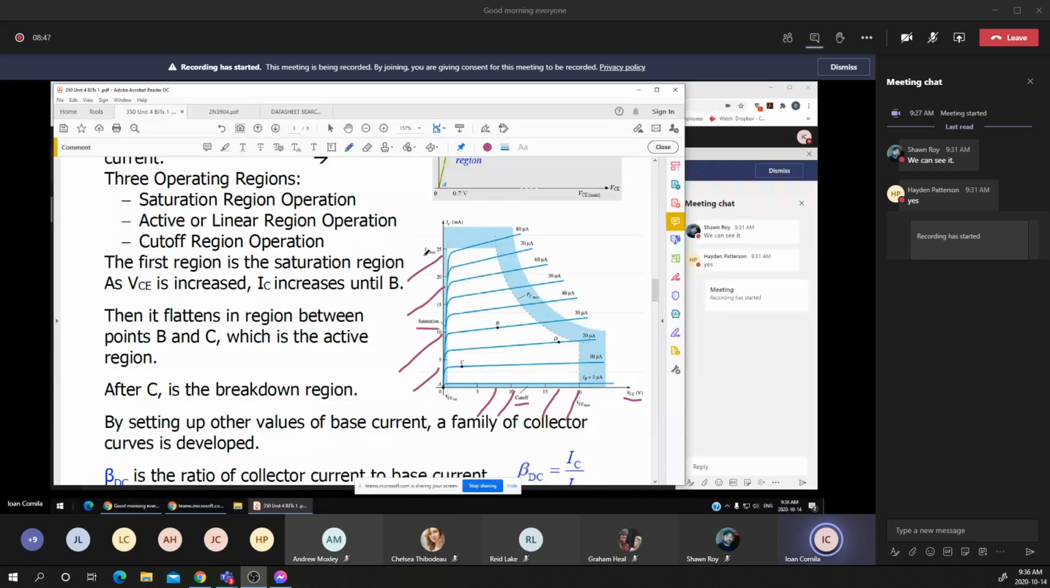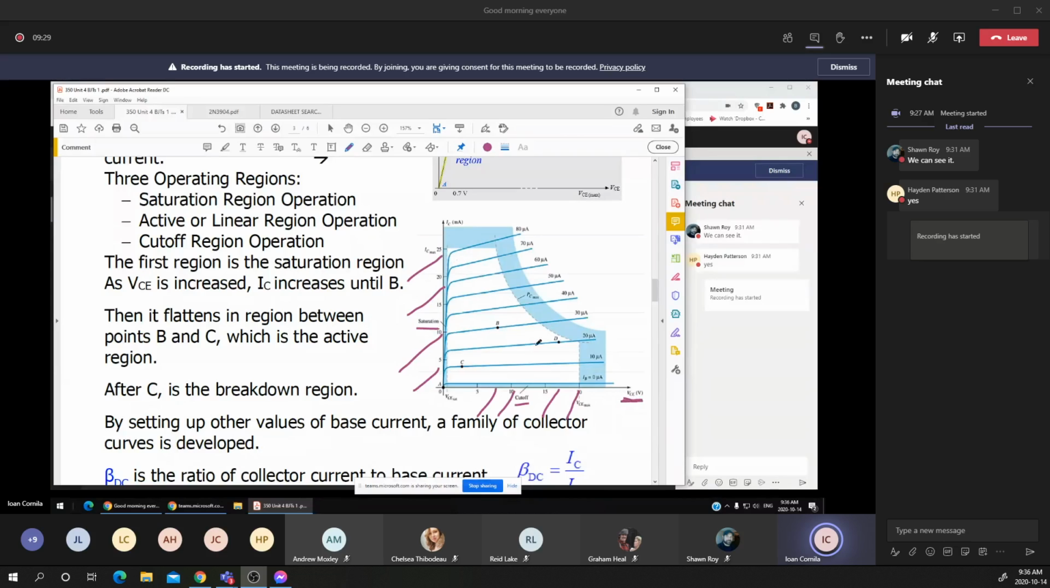Remember the notation: C is for the collector, meaning all the components, characteristics or parameters related to the collector have the index C. All the parameters related to the base current, base voltage, and so on are related with B. VCE is the voltage between the collector and the emitter. That's why a double subscript is used, to emphasize that the voltage is between two terminals.